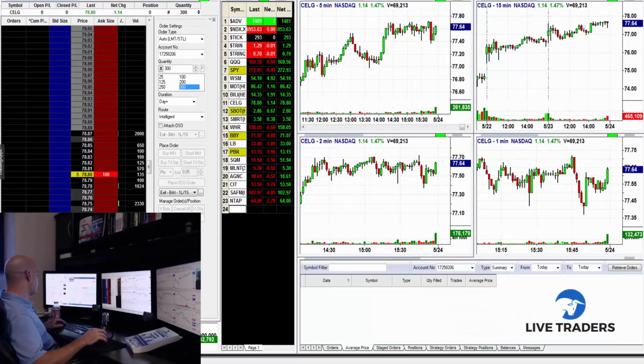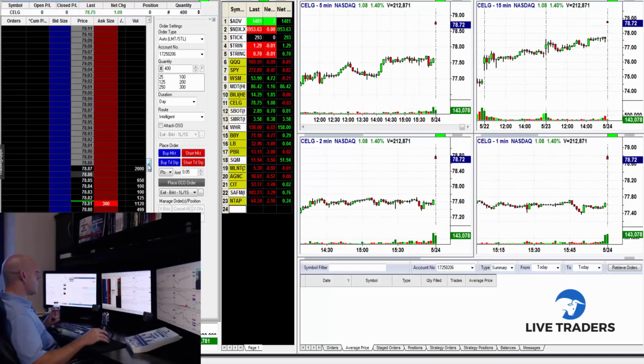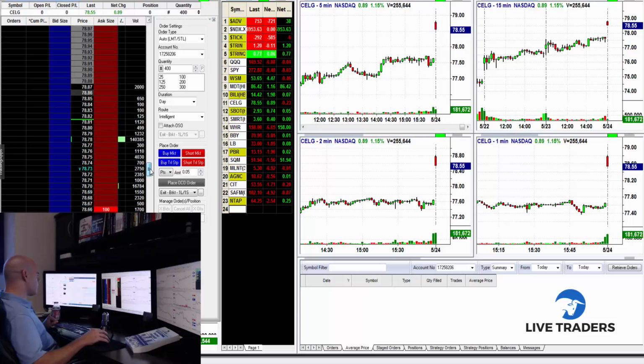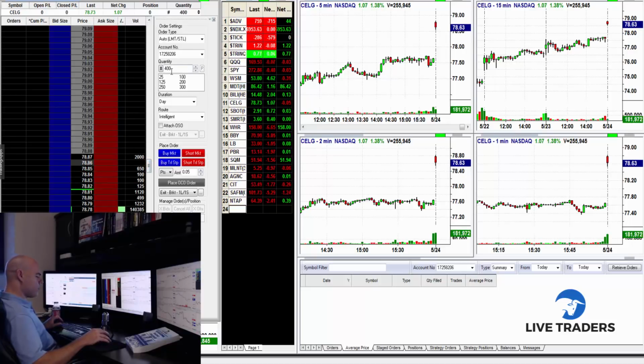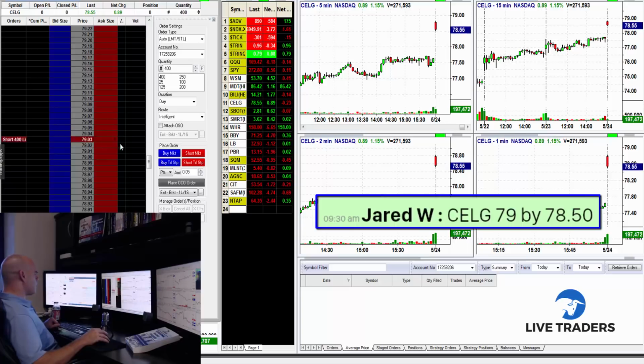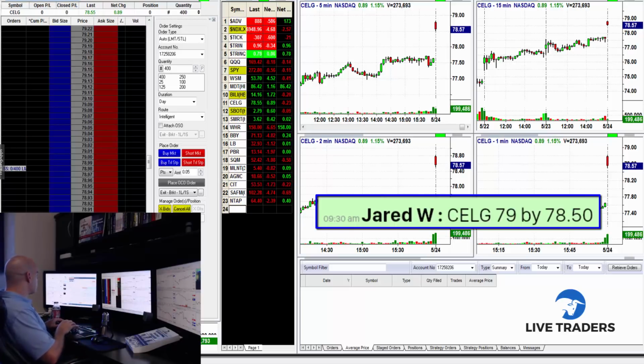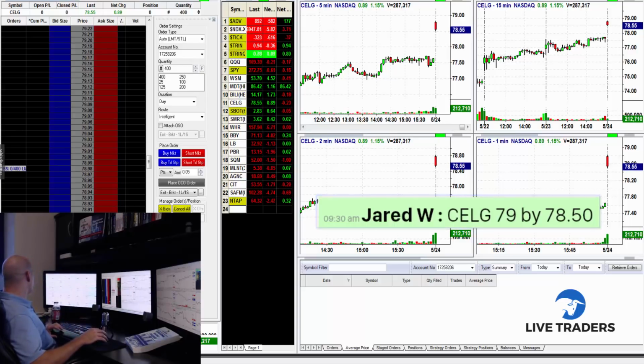So watch CELG early over 79, probably a 50-cent stop, but I don't want to see it go right off the open. Give us 2 minutes, 1 minute, what have you, but watch CELG over 79. Okay, I may place an order in for this soon. Right now it's got a 10-cent spread. So right now, guys, I'm going to put an order in just so we have it. We may cancel it. CELG 79 by 78.50. Just have it out there just in case.